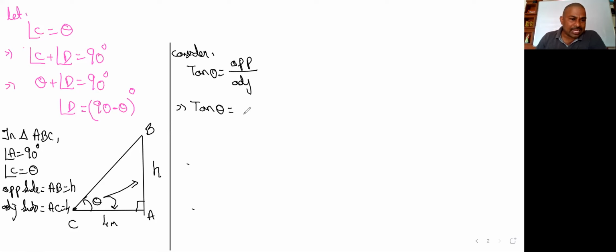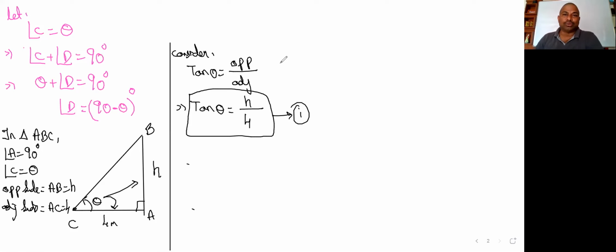Therefore, tan theta is equal to opposite. What do you have? It is h. And adjacent, we are having it as 4. So here, the only thing is this. Let's box that one. Let us call it equation 2.